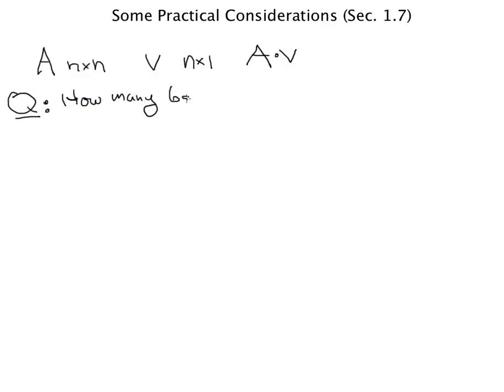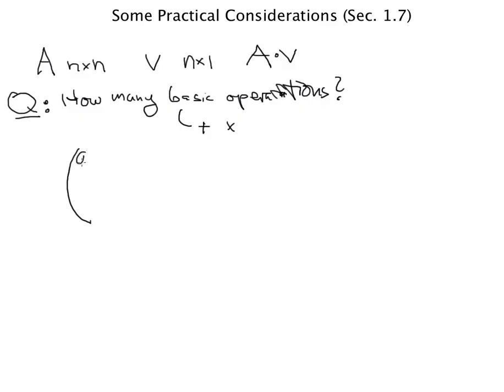Here's a simple one. Suppose A is an n by n matrix, and V is an n vector, or an n by 1 matrix, and I want to compute A times V. If I want to know how long that's going to take, the basic question is how many basic operations does this require? And by basic, I mean either multiplying two numbers or adding two numbers. Well, this is quite easy to estimate.